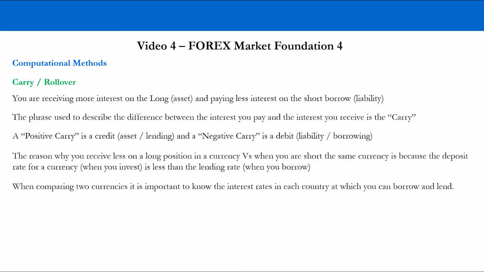So the phrase that we use, and this is where it comes from, to describe the difference between what you're receiving and what you're paying out is the carry. And a positive carry is making money, so making a profit between the two. So the net effect is that you get a credit to your trading account. And a debit is termed a negative carry. So if you're basically paying out more on the short currency than you're receiving on the long currency.